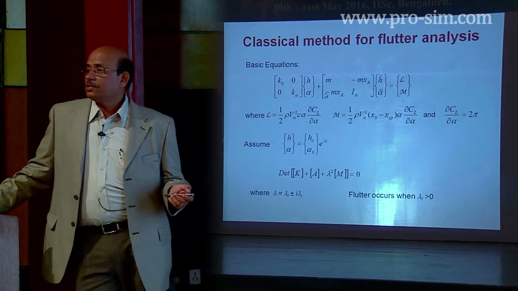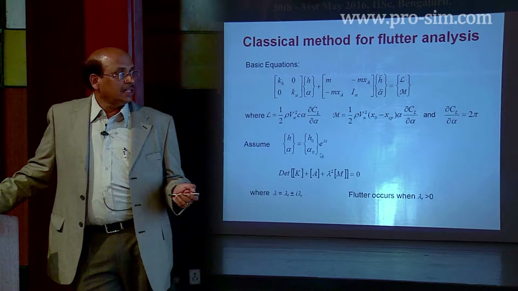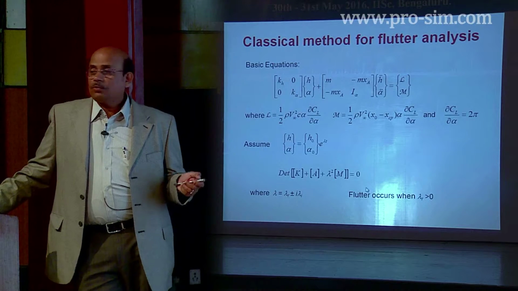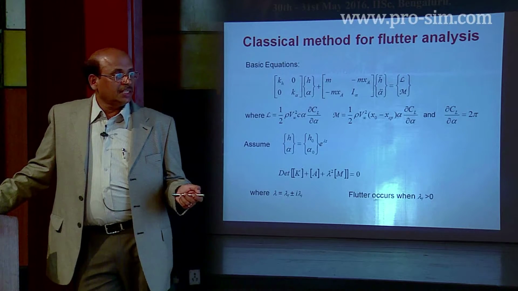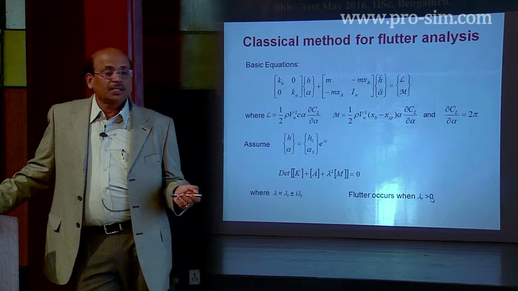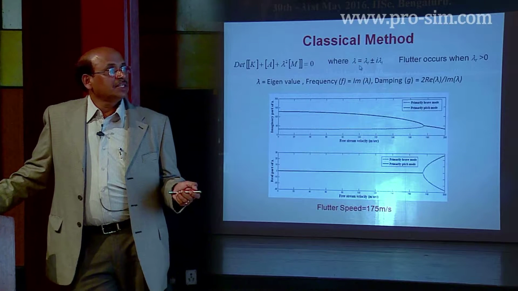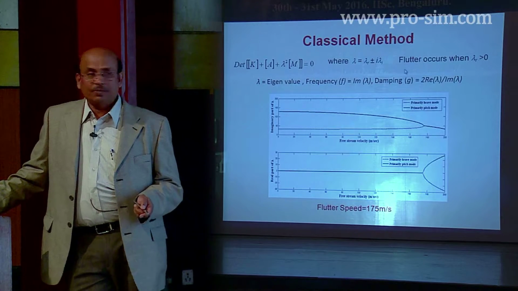It is a basic equation of motion where damping is not considered. Then we go ahead and set up the equation in terms of a determinant like this. Once we solve this, we consider that the flutter occurs when the lambda r, that is the real part of the lambda, is greater than 0. So this is the simplest way of solving the flutter equations.